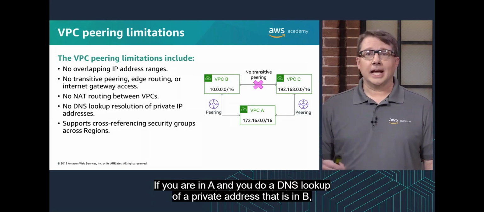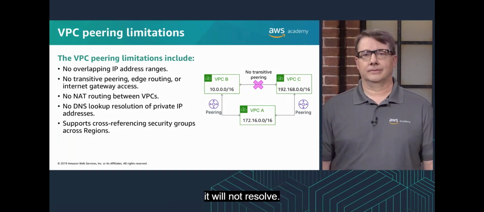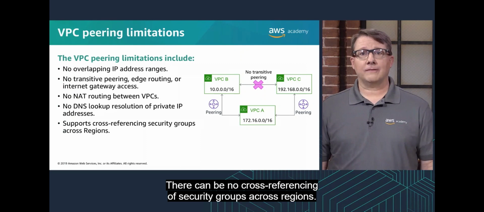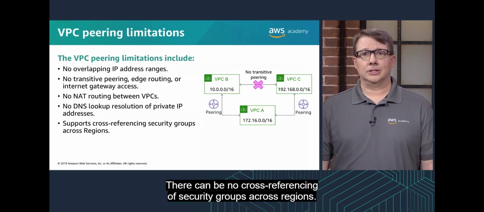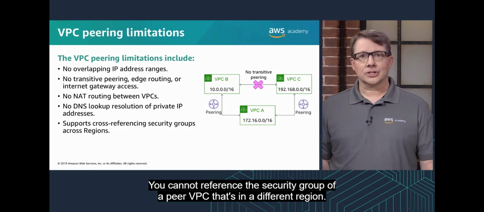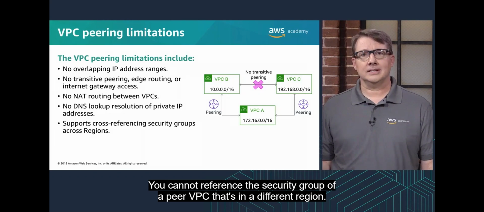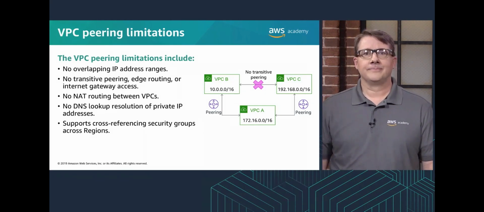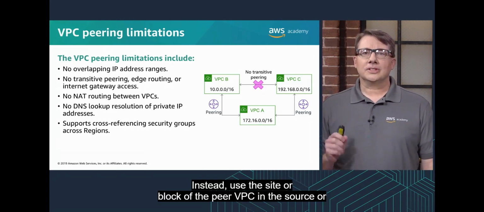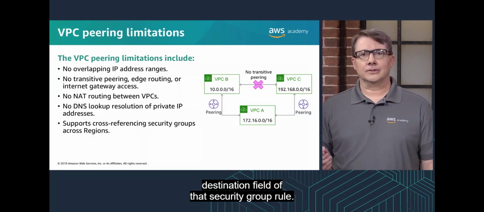If you are in A and you do a DNS lookup of a private address that is in B, it will not resolve. There can be no cross-referencing of security groups across regions. You cannot reference the security group of a peer VPC that's in a different region. Instead, use the CIDR block of the peer VPC in the source or destination field of that security group rule.